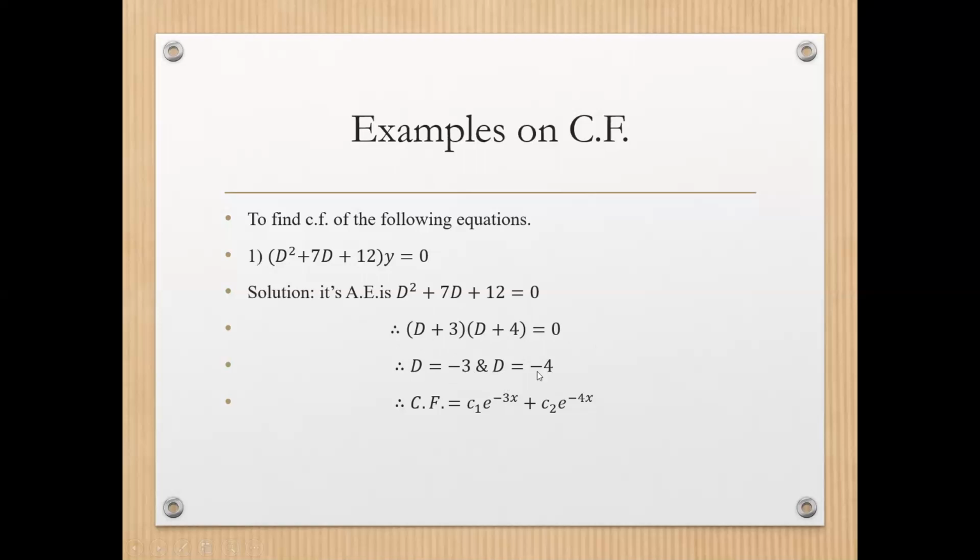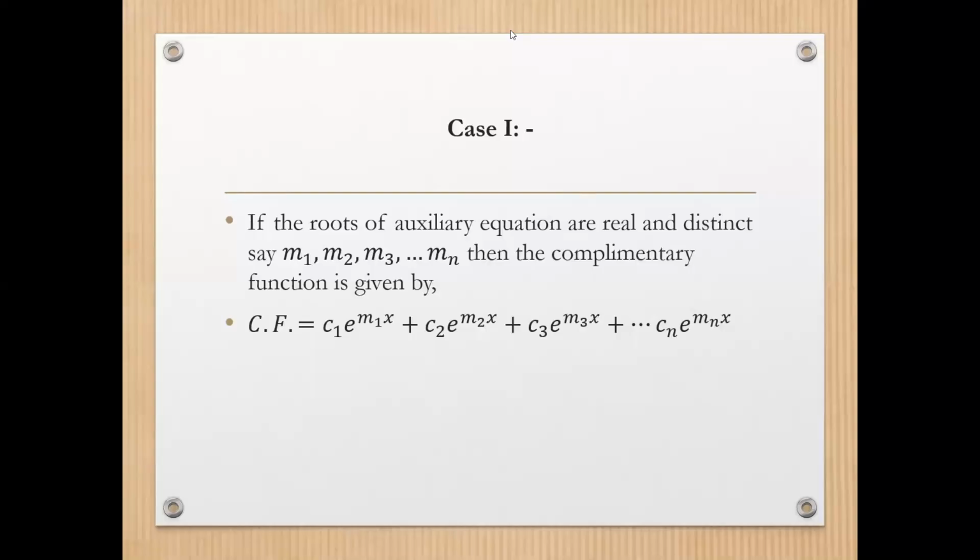There is no imaginary part. If a number has an imaginary part, that is an i part, we say that number is a complex number. But here there is no i part, here also there is no i part, so both the numbers are real numbers. And both the numbers are distinct, minus 3 and minus 4 are not equal. So these numbers are distinct and real, so we have to use case number 1.